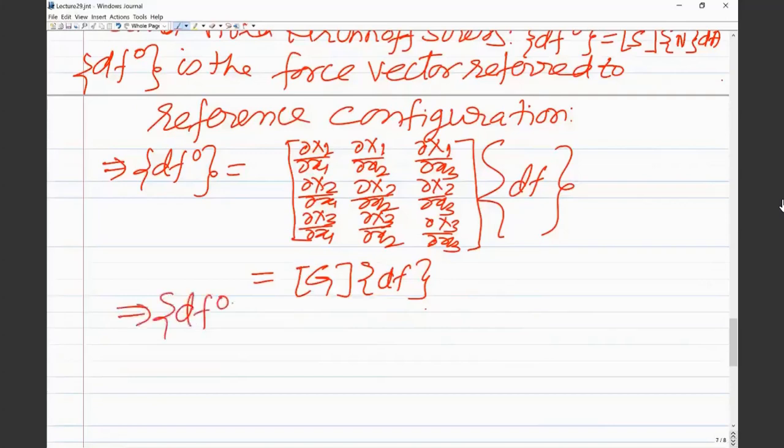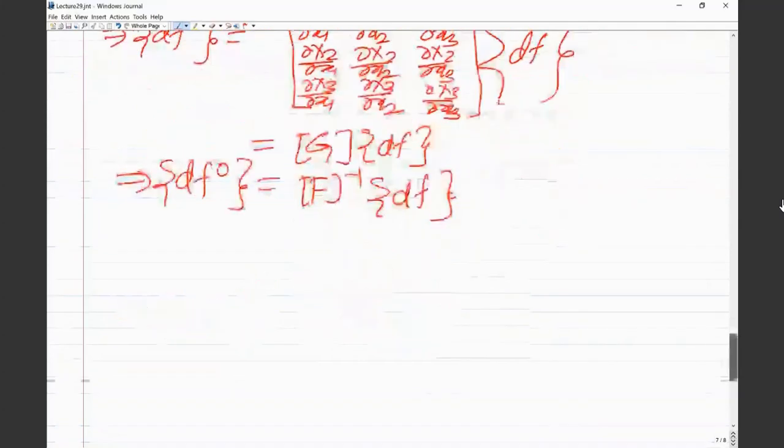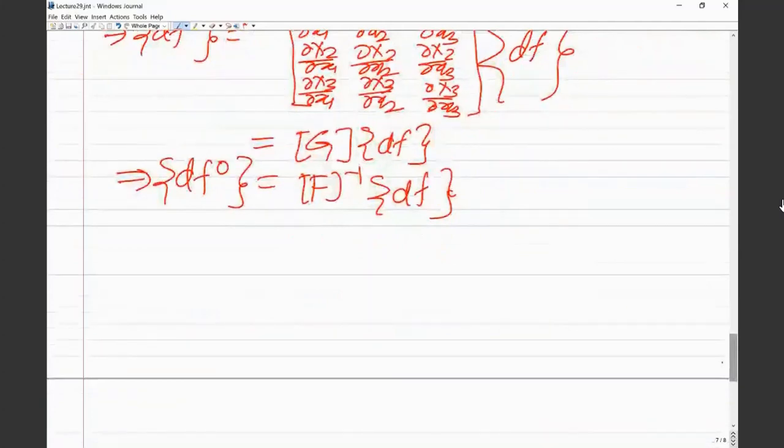So df naught is nothing but F inverse into this df. This is as per the definition I have told. Now we want to relate the different stress measures: Cauchy stress, first Piola-Kirchhoff stress, and second Piola-Kirchhoff stress tensor. So let's look at the relationship between them.